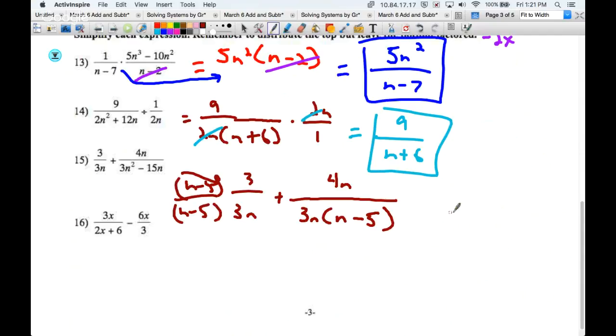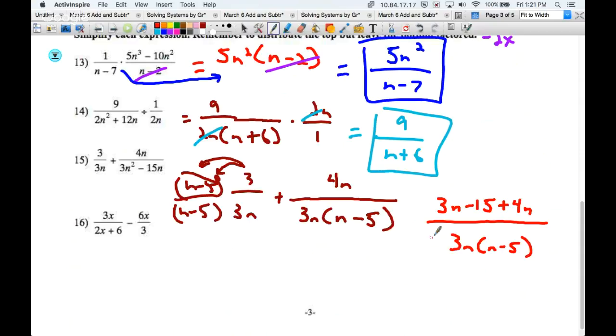With a common denominator, I can just add the numerators. I'll want to distribute that 3. It's getting a little messy, but it's going to be 3n minus 15 plus 4n all over 3n(n minus 5). And final answer, 7n minus 15 over 3n(n minus 5). Leave the bottom factored like that.